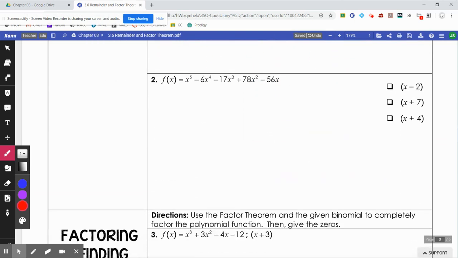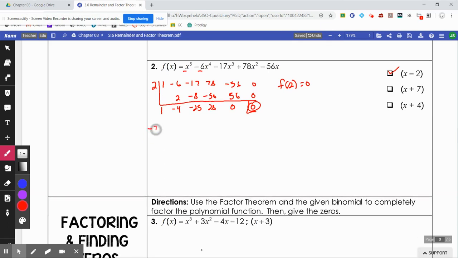For the second one, let's check x minus 2 to see if it's a factor. So let's plug in 2. We're finding f of 2 here, with 1, -6, -17, 78, -56, and 0. Bring it down, multiply, add, multiply, add, multiply, 28, multiply gives you 56, 0, 0, 0. So yes, since f of 2 is equal to 0, x minus 2 is a factor. If you plug in 2 in all these places, you're going to get 0.